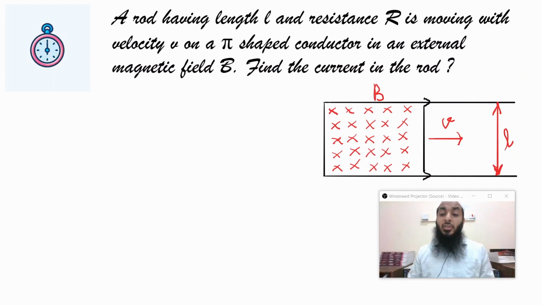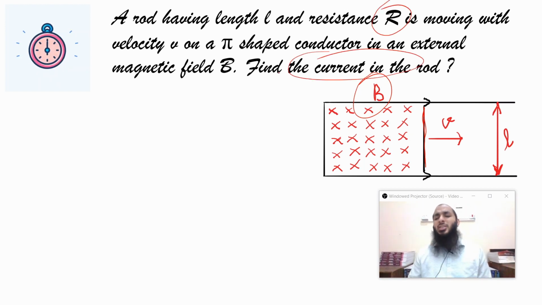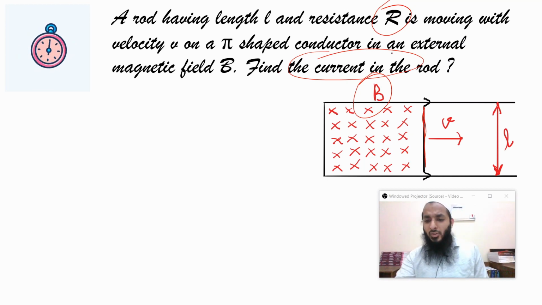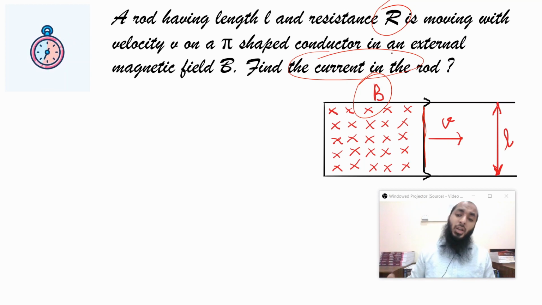It's also very straightforward. You have a conductor of length L. When it is moved in a magnetic field B, we know that the EMF induced will be BLV. So EMF induced is BLV. They have given the resistance and they are asking to find the current. Come on, 10th standard students can find this. If EMF is known, how to find current? Current is equal to EMF divided by R.